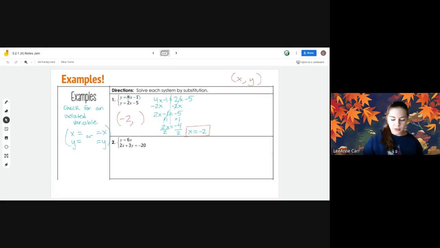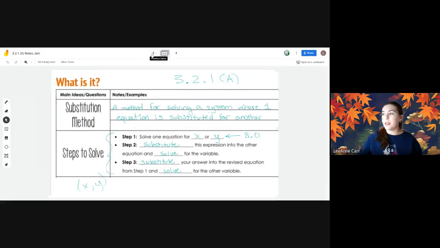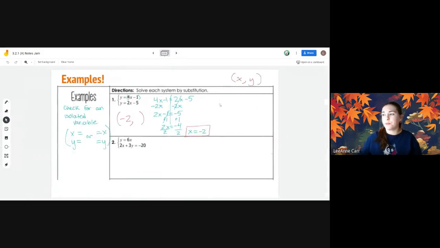However, I still do not know y's value. That is still a question mark for me. So if we go back to our steps, I've done step 1 and 2. Now I'm just going to repeat that process. I'm going to have to solve for the second variable.